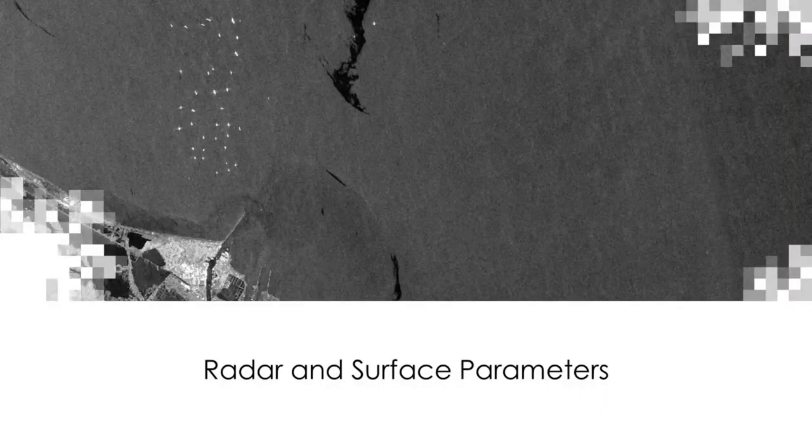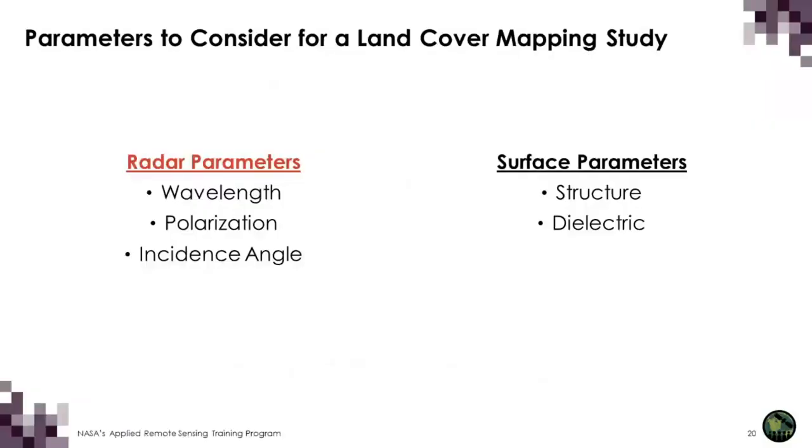There are different types of radar data, and depending on the characteristics of the sensor, you might be able to better detect flooded or inundated vegetation. So let's discuss some of these parameters, both radar and surface parameters that you should take into account. I'll discuss these in the context of flooding. With the radar parameters, there are 3 radar instrument parameters that influence the transmission characteristics of the signal, and these are wavelength, polarization, and incidence angle.